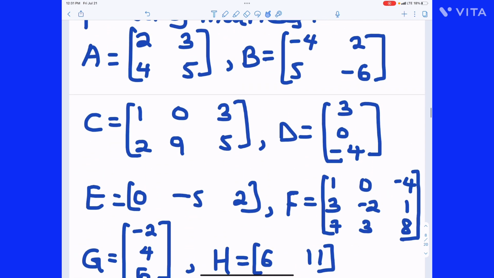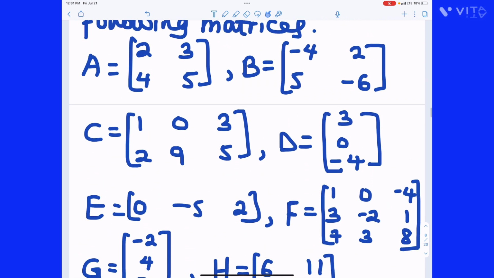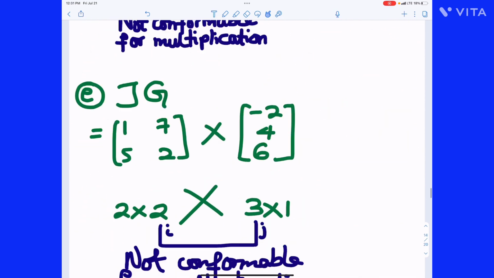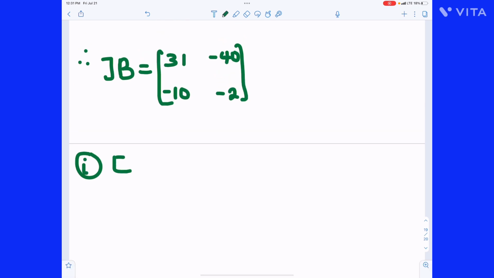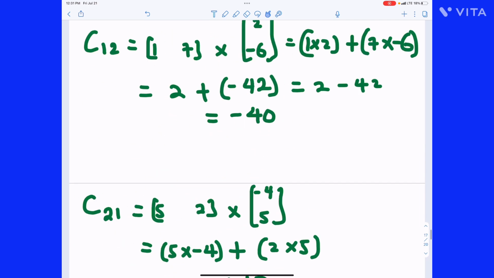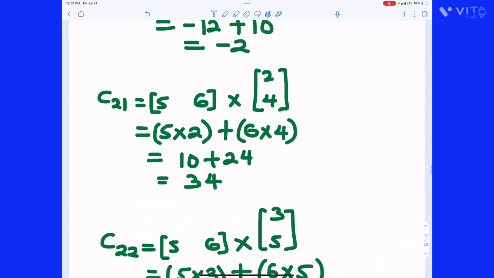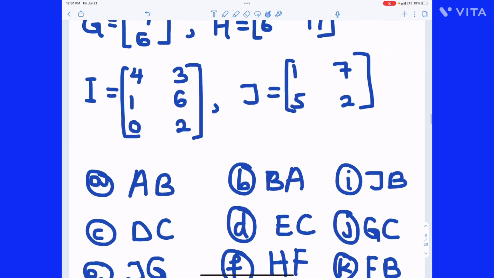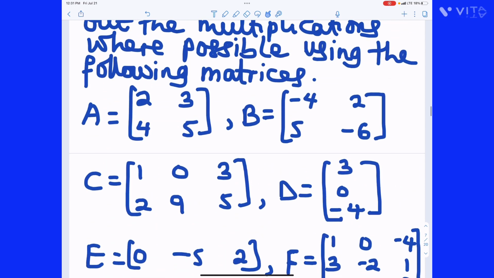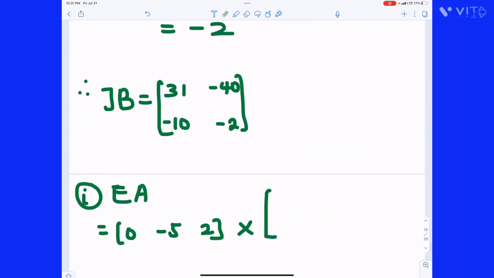Here, question H is what? EA. EA. 0 minus 5, 2 times A. Let's check it together. I want to find the product of matrices E and A. So 0 minus 5, 2 times what's matrix A? Let's check together. What's matrix A? Matrix E is 0 minus 5, 2. A is 2, 3, 4, 5.